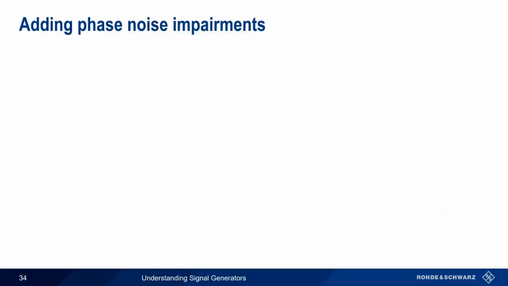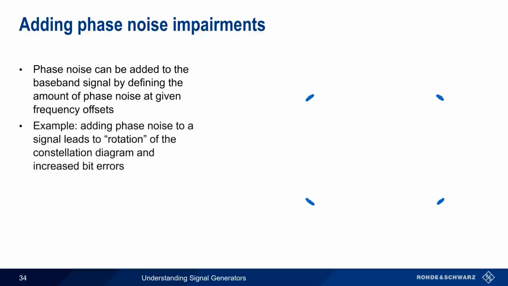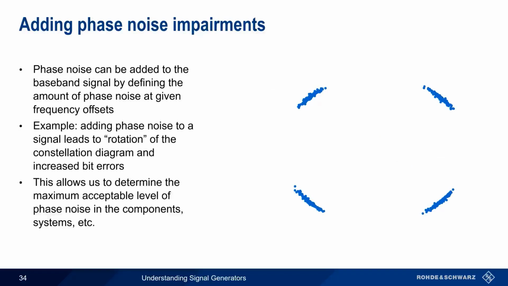A vector signal generator adds phase noise to the baseband signal by defining the amount of phase noise at given frequency offsets from the nominal carrier frequency. For example, -70 at 100 Hz, -93 at 10 kHz, etc. Increasing levels of phase noise can be seen, for example, in constellation diagrams, where the signal points rotate, leading to increased bit errors. Adding controllable and definable amounts of phase noise to the generated signal can therefore be used to determine the maximum acceptable level of phase noise in components, systems, etc.